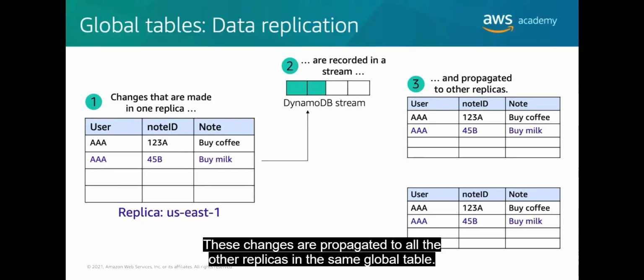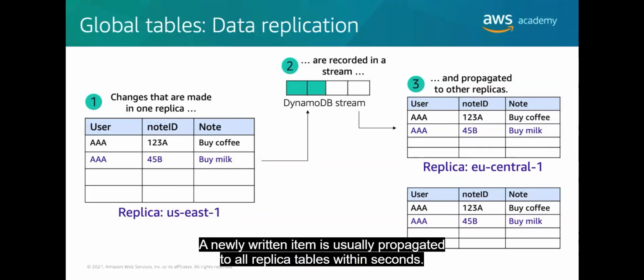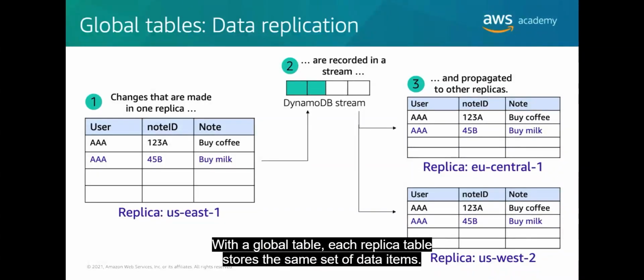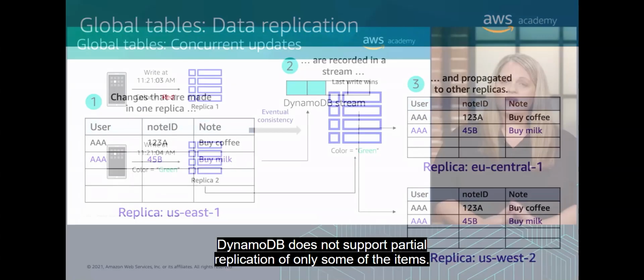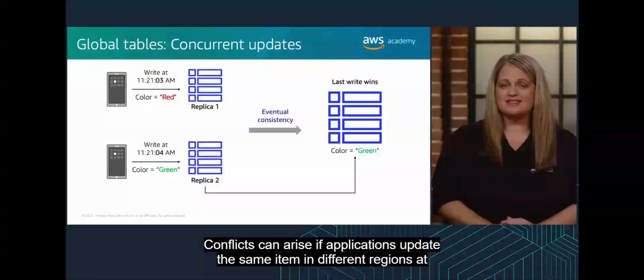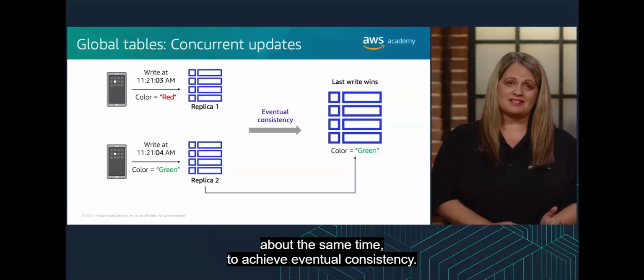These changes are propagated to all the other replicas in the same global table. In a global table, a newly written item is usually propagated to all replica tables within seconds. With a global table, each replica table stores the same set of data items. DynamoDB does not support partial replication of only some of the items. Conflicts can arise if applications update the same item in different regions at about the same time.